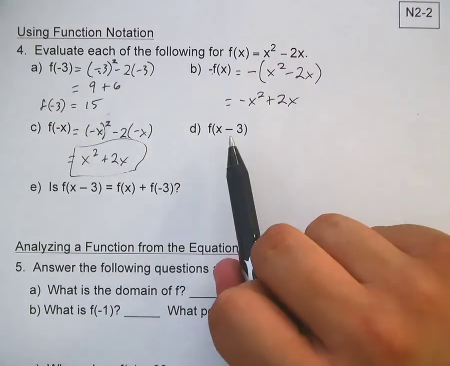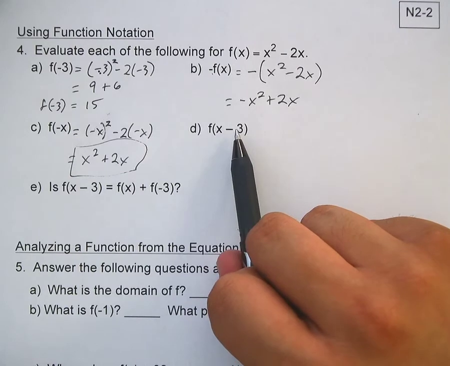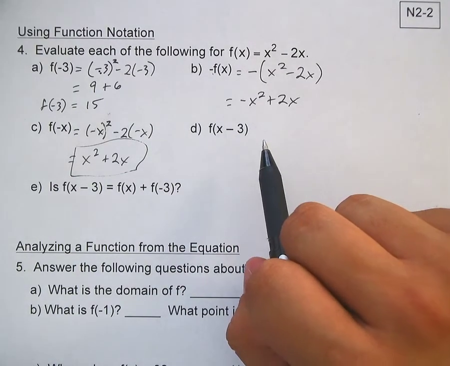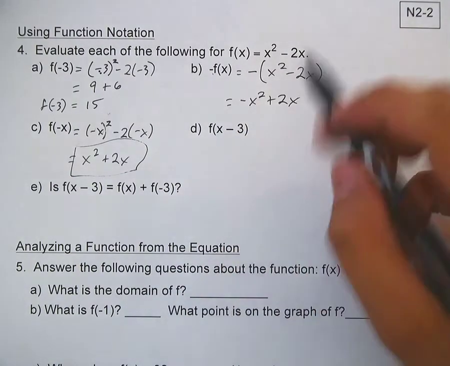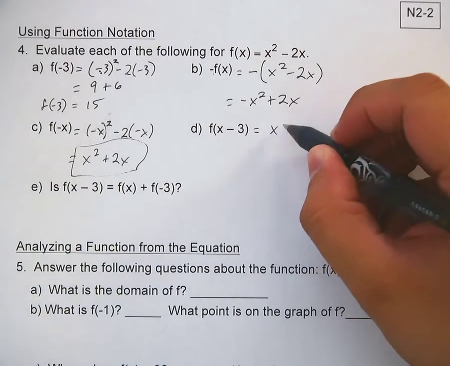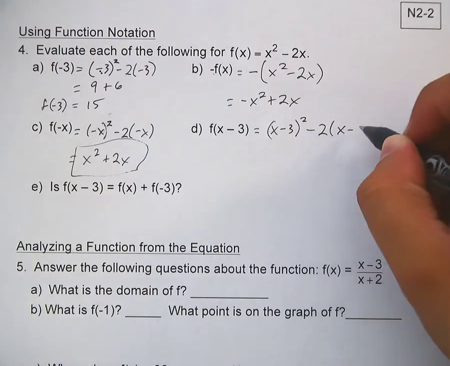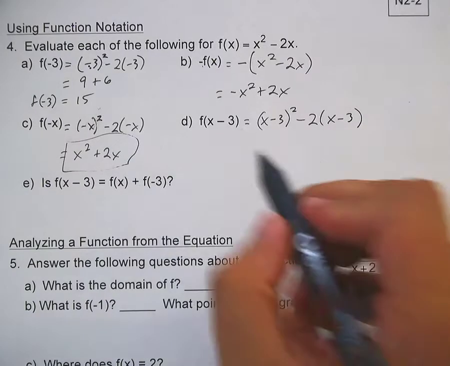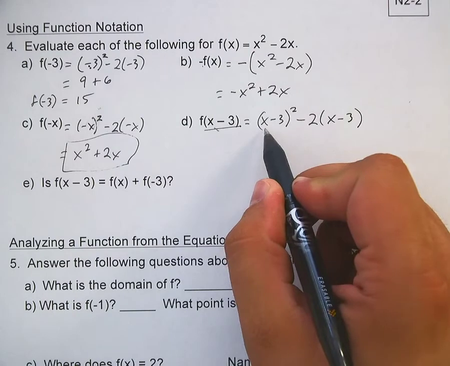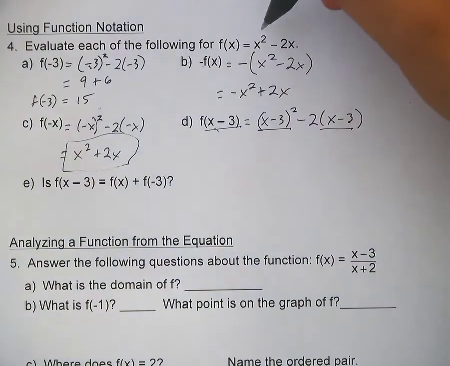Now let's say you plug in x minus 3. What have we done so far when we plug in something for x? Just plug it in. X minus 3 squared minus 2 times x minus 3. See, what I plugged in here for x, I'm going to plug in for x up here.